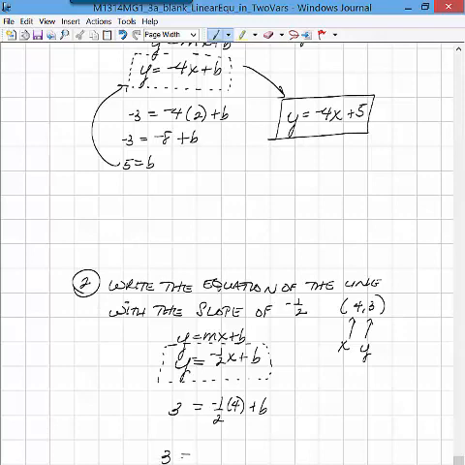So this becomes 3 equaling, 2 goes into 4 two times, so a negative 1 times 2 is a negative 2. Then when I add 2 to each side, oddly enough, I got the value of 5 again, as I did in the last example. And so this answer becomes y equals negative 1/2 x plus 5.